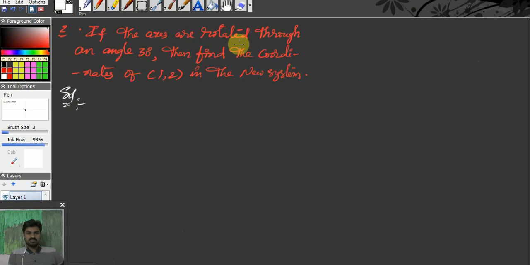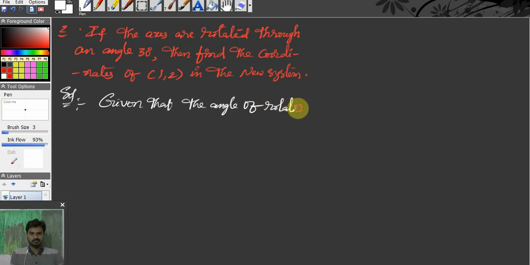If the axes are rotated through an angle of 30 degrees. So here the angle of rotation will be given. First you have to write that: given that the angle of rotation theta is equal to 30 degrees. Next, find the coordinates of this point in the new system. Here one point will be given. What is that? 1, 2. The coordinates of a point, 1, 2, are given. Now what do we have to find? Find the coordinates of this point in the new system.